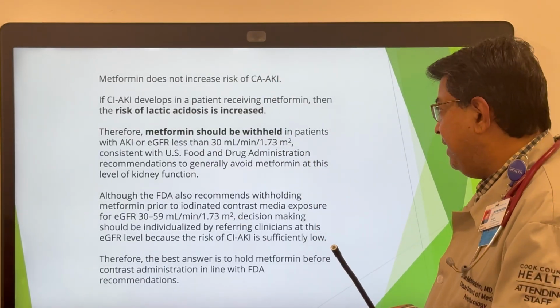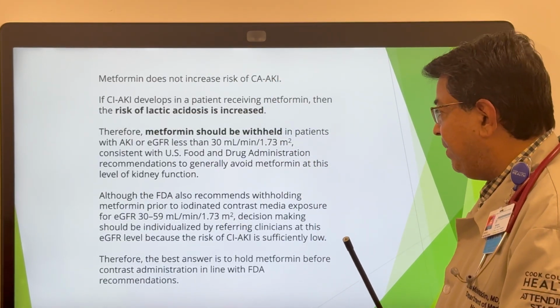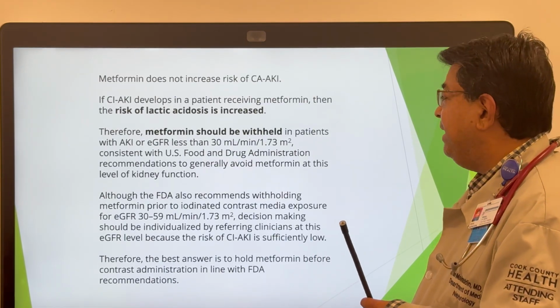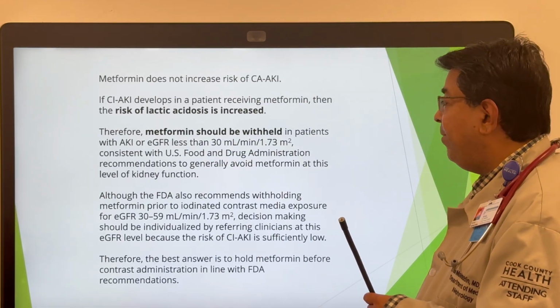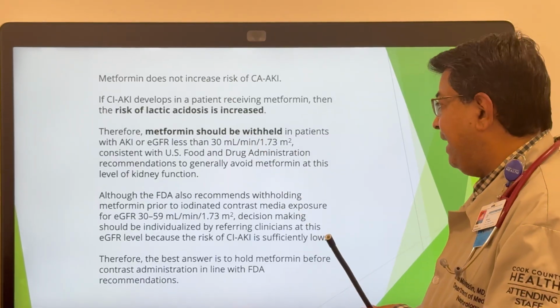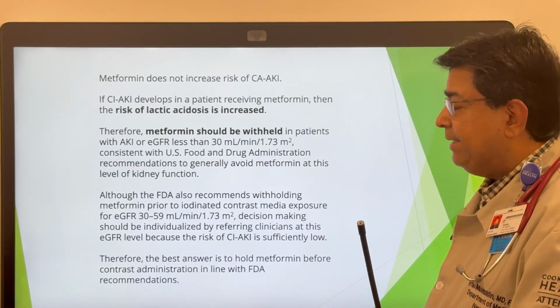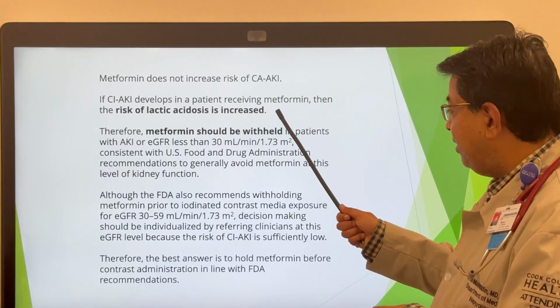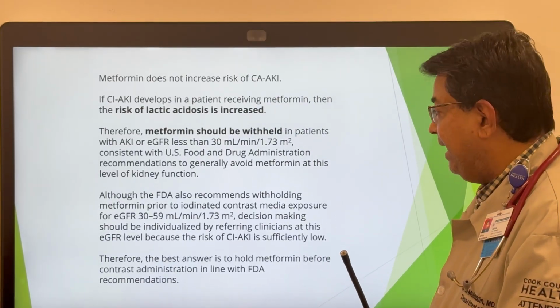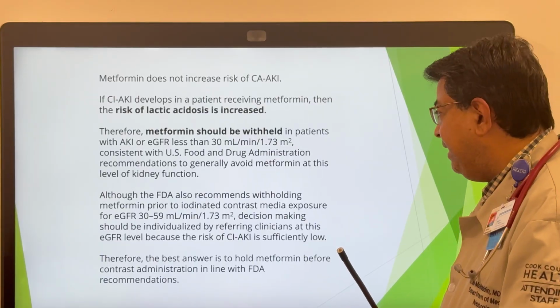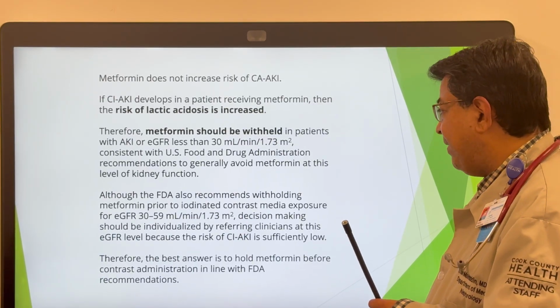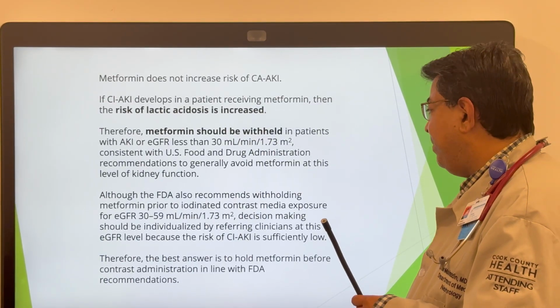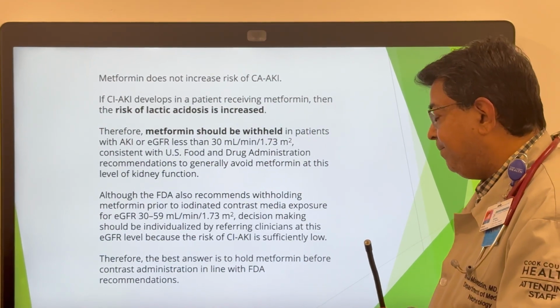Metformin does not increase the risk of contrast-induced nephropathy. If contrast-induced nephropathy developed in a patient receiving metformin, then the risk of lactic acidosis is increased. Therefore, the recommendation is that metformin should be withheld in patients with AKI or GFR less than 30, consistent with US FDA recommendations to generally avoid metformin at this level of kidney function.